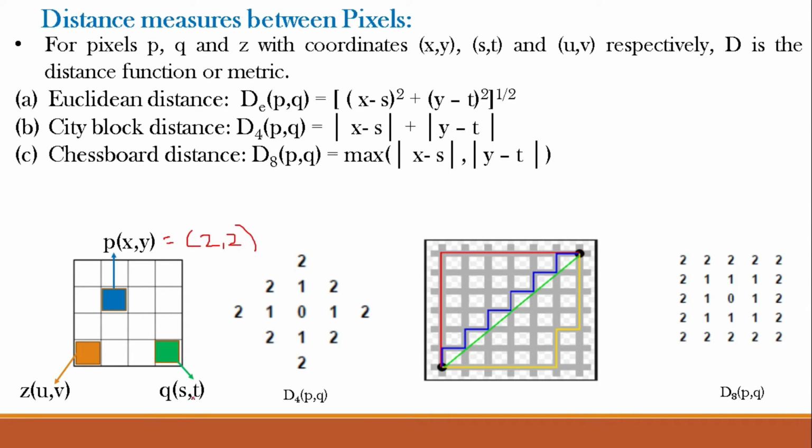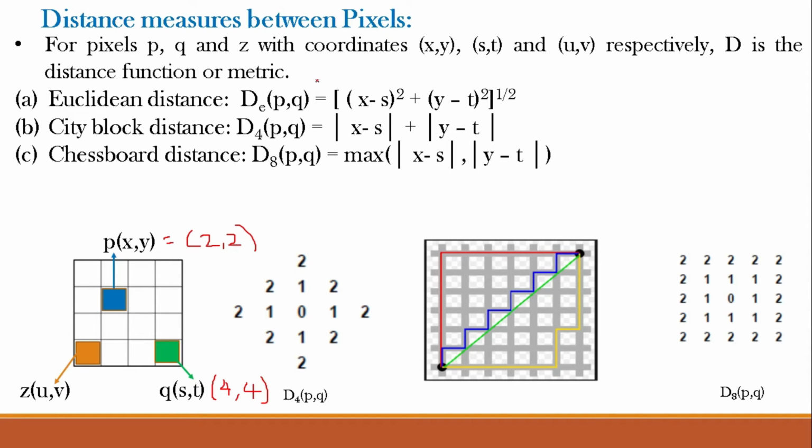Similarly, as q of s,t is the fourth pixel in the fourth row and fourth column, it has the value 4. So now let us measure the distance between the pixels using different distance functions. First one is Euclidean distance. So what is the meaning of Euclidean distance? Euclidean means one that is related to geometry.